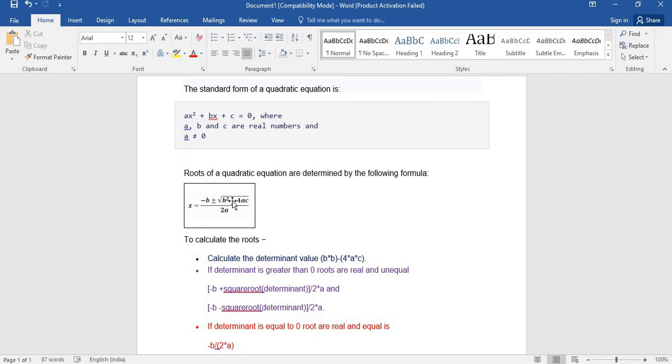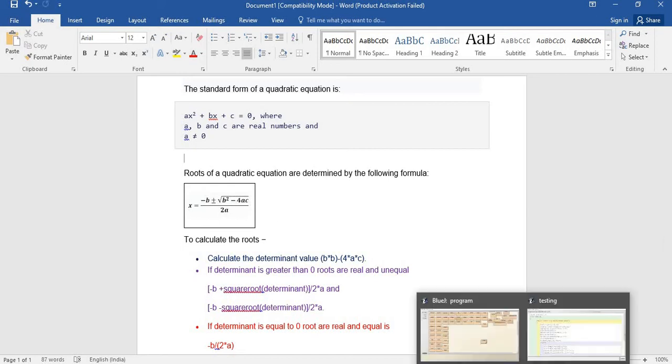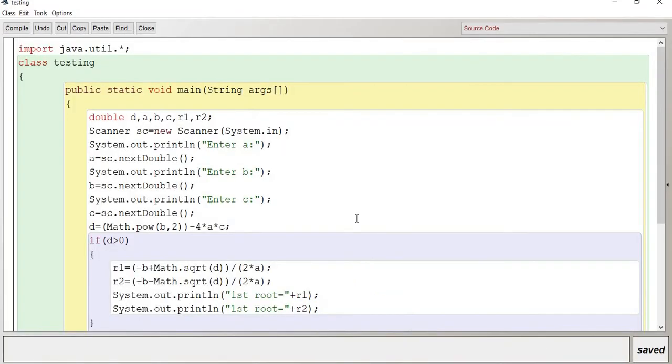So let's begin. Let's start. So here is the code which I have made. So import java.util.*; class Testing. This is the name I have given, you can give anything. public static void main(String[] args). Double, since it will be giving a decimal value, we require double. Here I used a variable d for calculating the determinant, and a, b, c are the real numbers, and r1 is the first root, r2 is the second root.